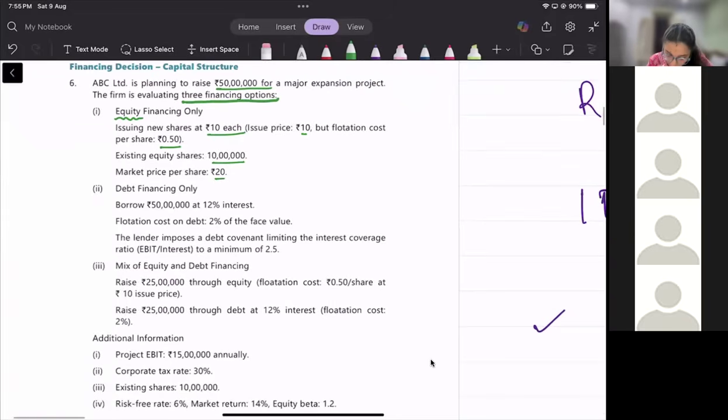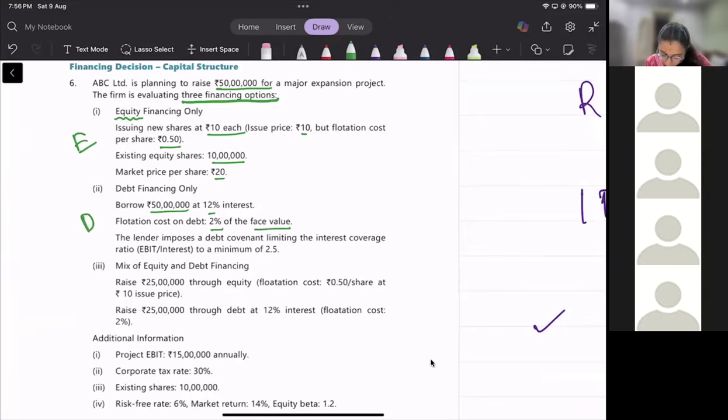Okay. Second option, first one was only equity. Second option is debt financing only. Borrow 50 lakh at 12% interest. Flotation cost is given as 2% of the face value. Then they have given something.